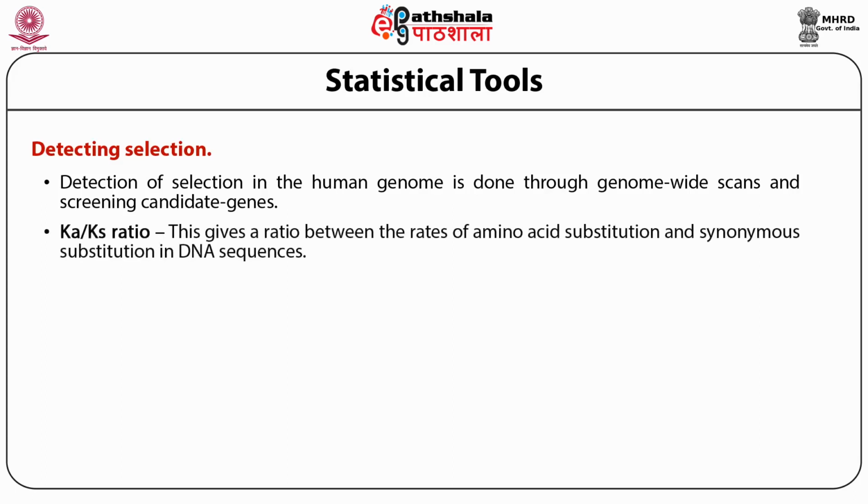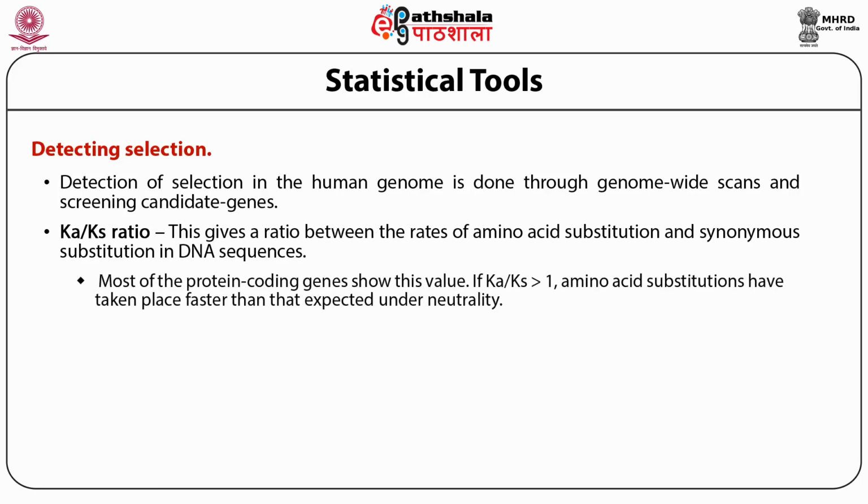First is the Ka/Ks ratio. This gives a ratio between the rates of amino acid substitution and synonymous substitution in a DNA sequence. If Ka/Ks is equal to 1, the protein coding gene is said to be undergoing neutral evolution. If Ka/Ks is less than 1, it means non-synonymous substitutions are less frequent than what is expected in neutral evolution, which indicates the protein is subject to selective constraints due to which many of the amino acid substitutions are deleterious and so eliminated by selection.